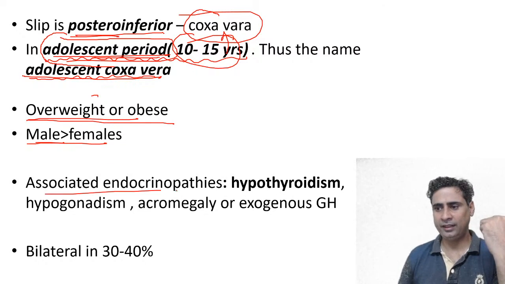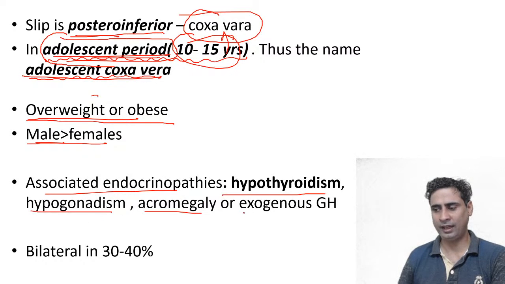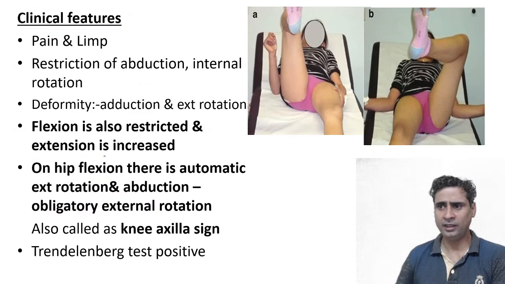There may be associated endocrinopathy like hypothyroidism, hypogonadism, acromegaly or exogenous use of growth hormone. It is bilateral in 30 to 40% of the patients. Clinically, the patient will be presenting with painful limp, and there will be restriction of abduction and internal rotation.